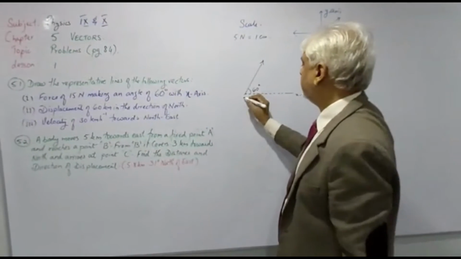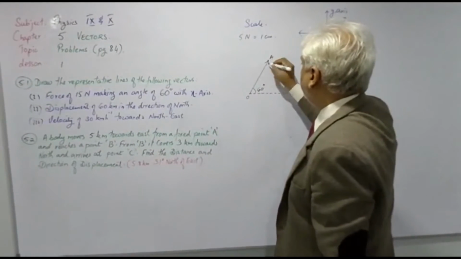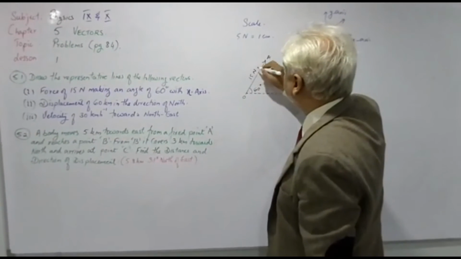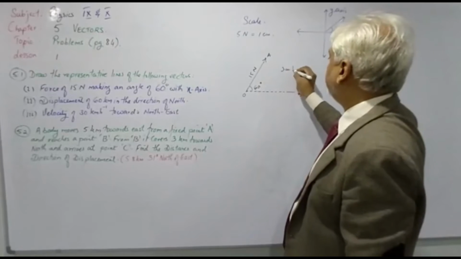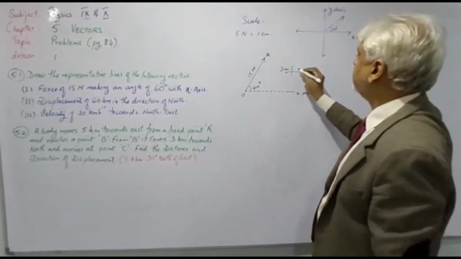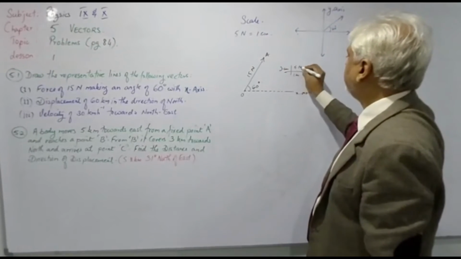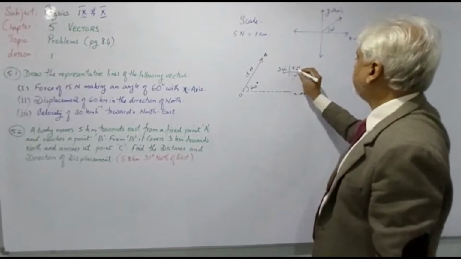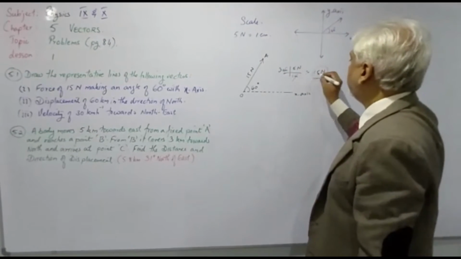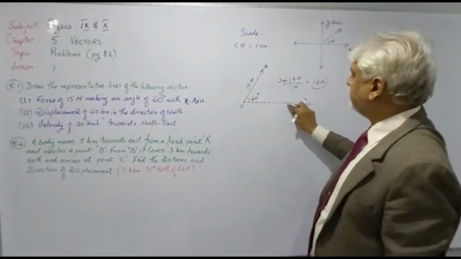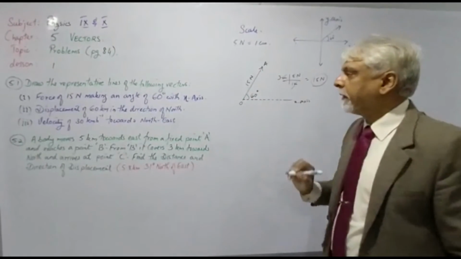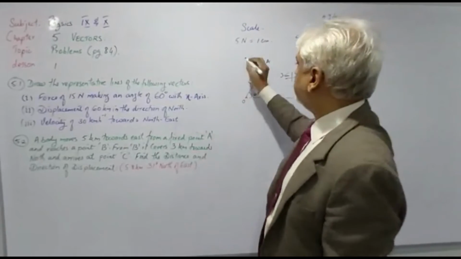So let's say from point O to A, and this here is 15 Newton. Okay? Because you've drawn a 3 centimeter line, and if you convert, 1 centimeter is equal to 5 Newton, centimeter, centimeter cancel, 3 fives are 15 Newton. So there you are. You've got a 15 Newton line making an angle of 60 degrees with x-axis. Okay? There you are. So this was the first question.